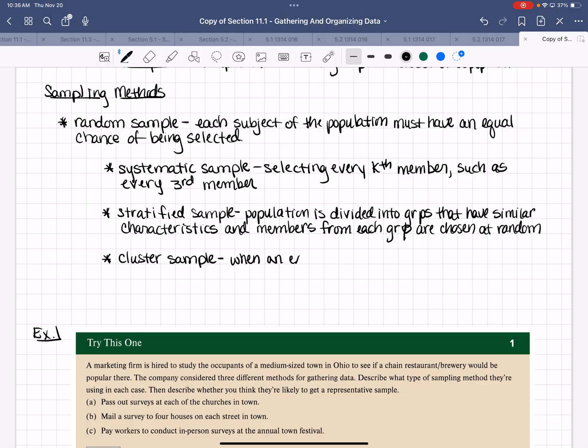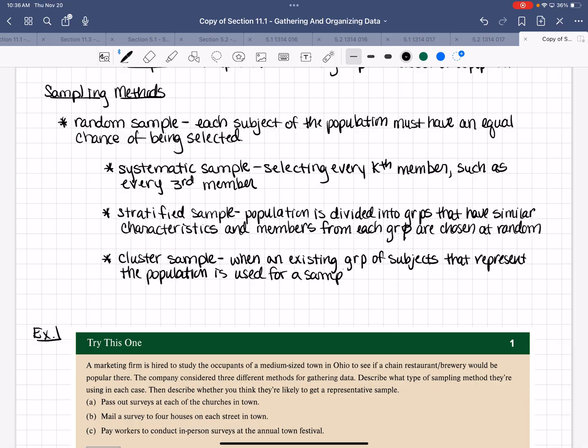When an existing group of subjects that represent the population is used for a sample.